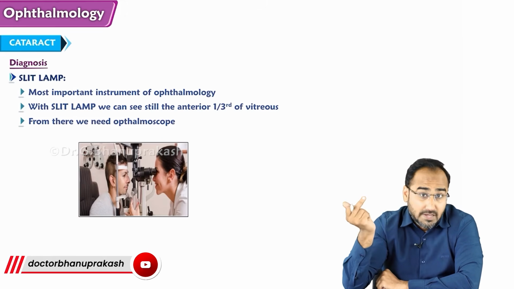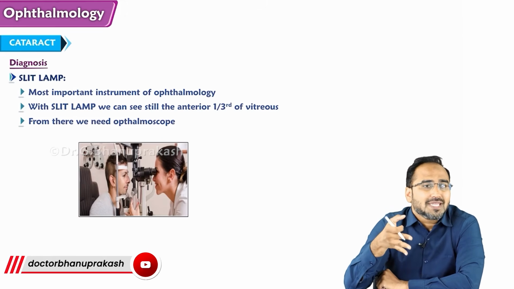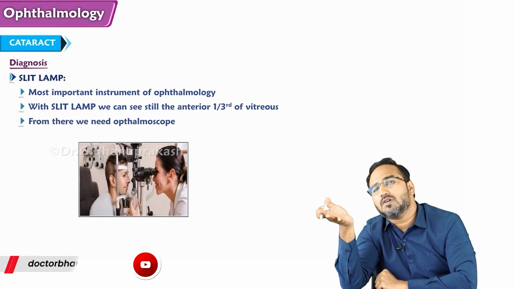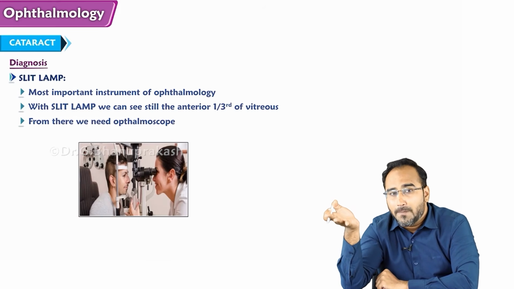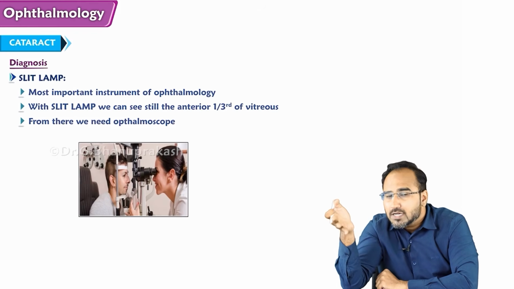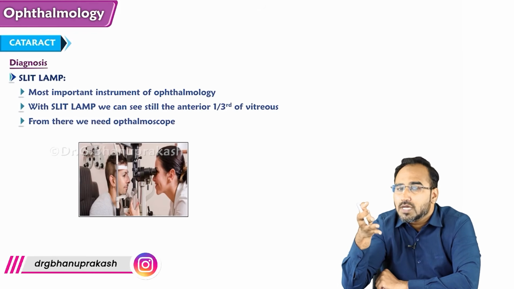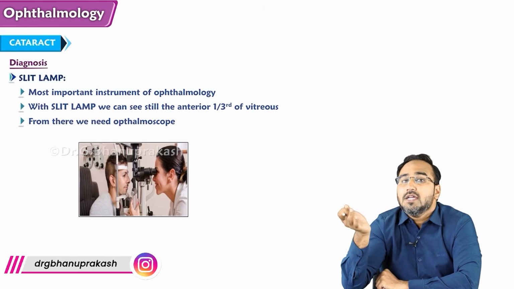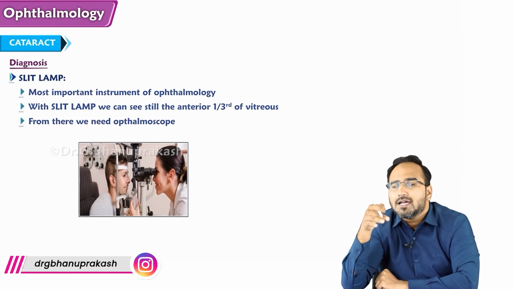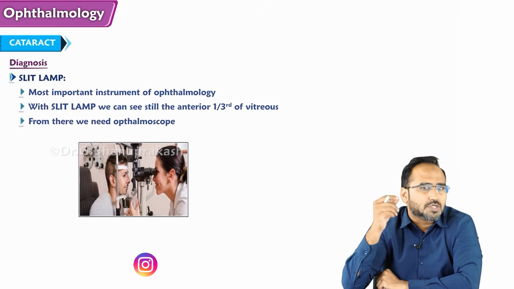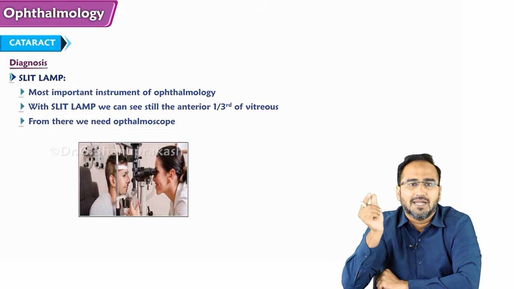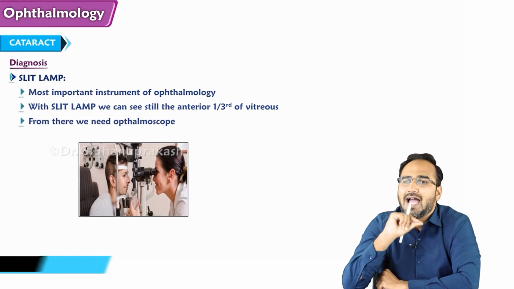Why? Because I told you, mature cataract can lead to phacomorphic glaucoma, that is what glaucoma? Angle closure glaucoma. Whereas hypermature leads to what, guys? Open angle glaucoma. Okay? To view whether it is open angle or closed angle, you go for gonioscopy. Gonioscopy is an instrument that is used to measure the angle.